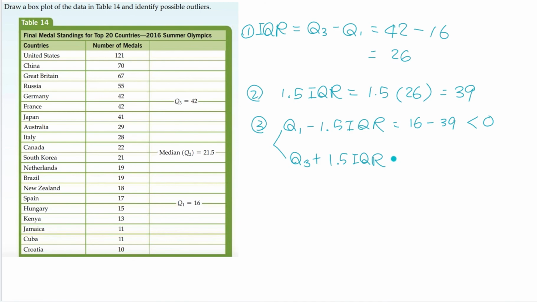How about on the other side of the whisker? Q3 is 42. 42 plus 1.5 times the interquartile range, 39, and you get 81. So you can see that for the United States of America, that value, 121, is way bigger than 81. So that is the outlier. There's no outlier on the left hand side, but on the right hand side of the whisker you have the outlier, because we found that from Q3 plus 1.5 IQR.